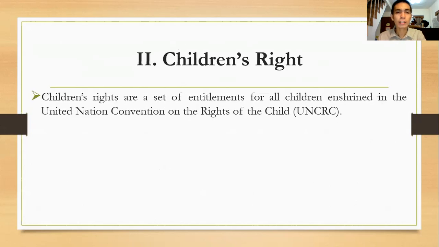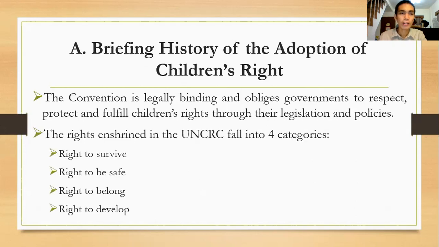Okay, all right. And what is children's rights? Okay, since we talk about children and adolescent development, let's define children's rights. Okay, children's rights are a set of entitlements for all children enshrined in the United Nations Convention on the Rights of the Child, or UNCRC. Okay, all right. Brief history of the adoption of human rights. The convention is legally binding and obliges governments to respect, protect, and fulfill children's rights through their legislation and policies. Okay, the rights enshrined in the UNCRC fall into four categories. Okay, right to survive, right to be safe, right to belong, and right to develop.